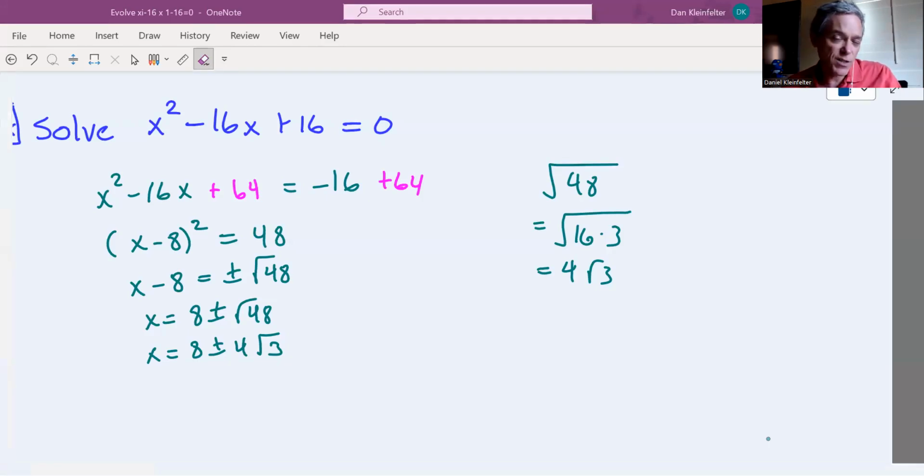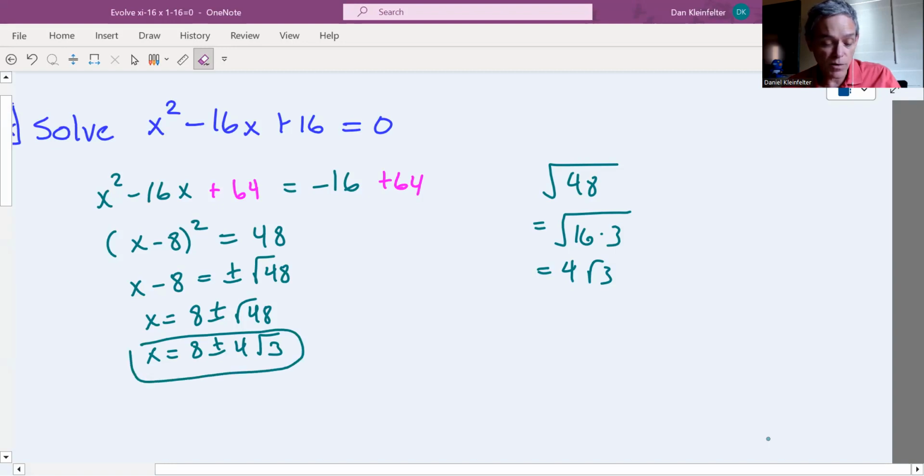The square root of 48 is the square root of 16 times 3. So we have the square root of 16 times the square root of 3. The square root of 16 is 4. So 4 root 3. All right, this will give us 8 plus or minus 4 root 3 after we've replaced the square root of 48 by 4 square roots of 3. So 8 plus or minus 4 root 3.